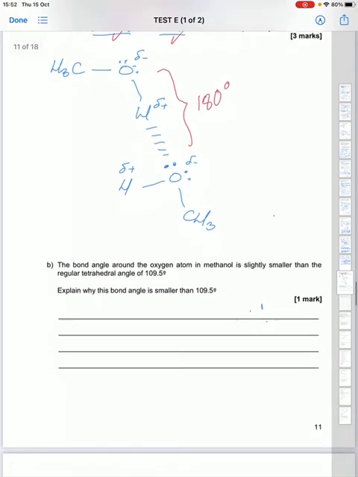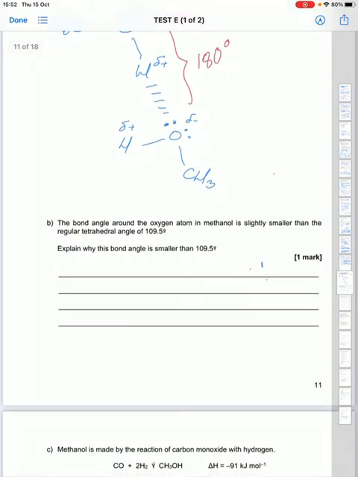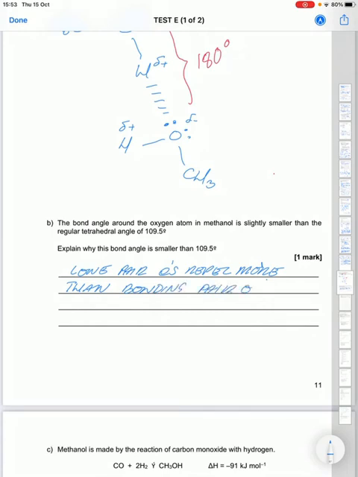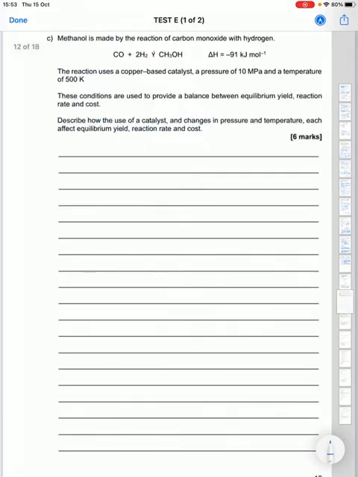The next one. The bond angle around the oxygen atom in methanol is slightly smaller than a regular tetrahedral, and we need to state why it is smaller. 1 mark, so it doesn't need a lot really. Lone pair electrons repel more than bonding pair of electrons. Okay, next part.